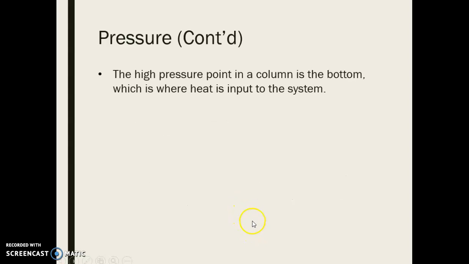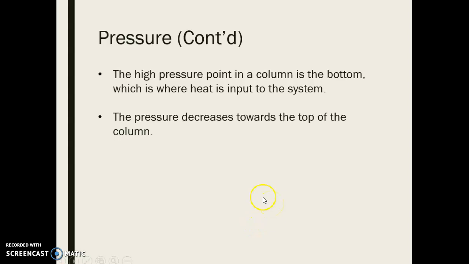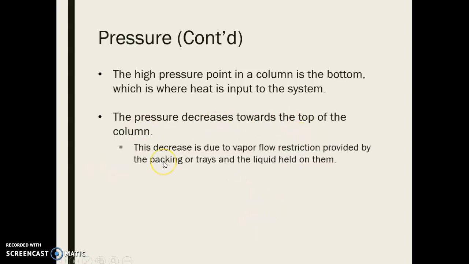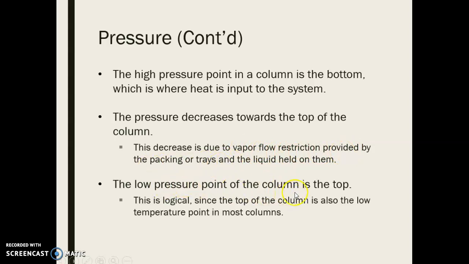The high pressure in a column is at the bottom, where the heat is input into the system. The pressure decreases toward the top of the column. The decrease is due to the vapor flow restriction provided by the packing or the trays. The low pressure point on the column is the top, and this is logical because it's also the low temperature. So remember, the pressure profile is in line with the temperature profile. High temperature, high pressure; low temperature, low pressure, and then you can boil at a lower temperature.